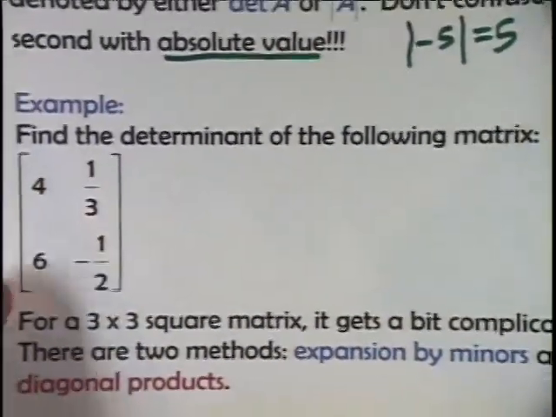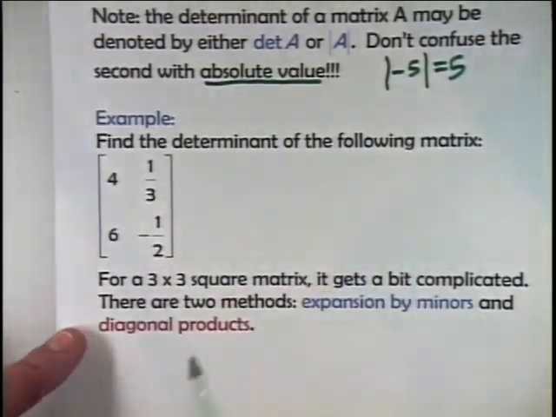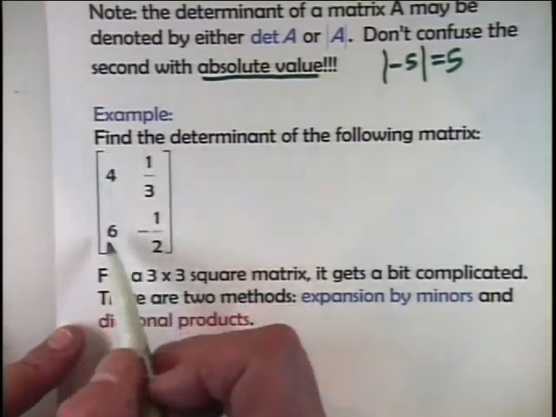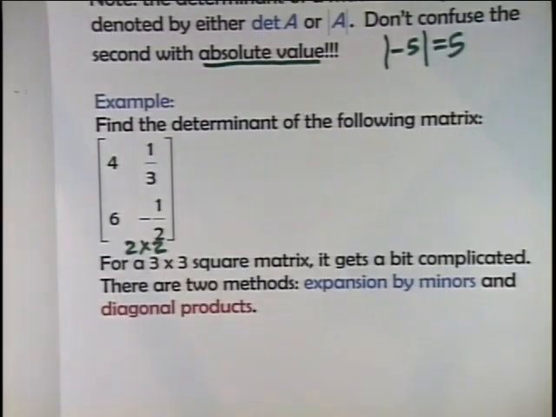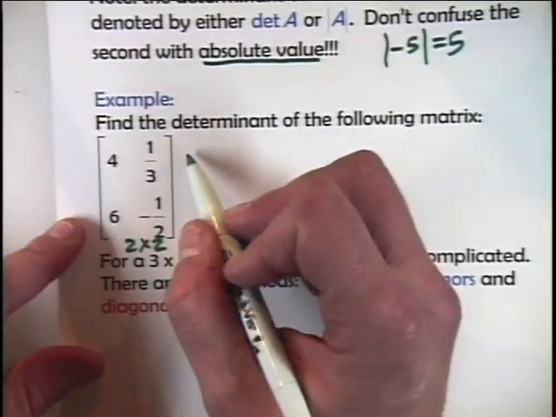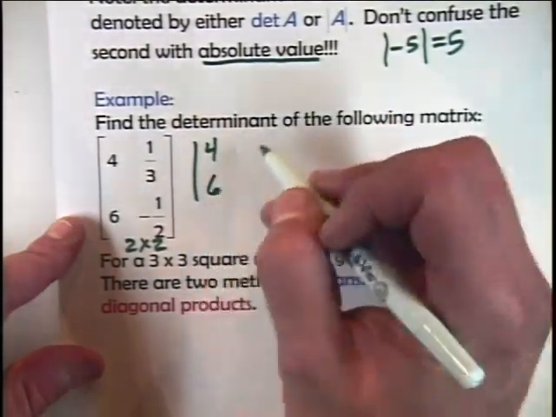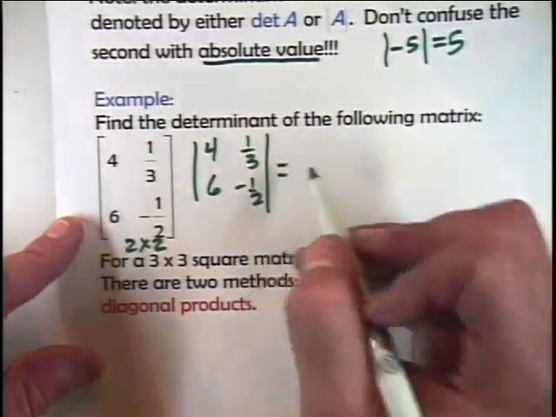Okay. Let's go ahead and put it to use. Let's go ahead and find the determinant of this matrix. We'll notice that there's fractions in here, but it's still 2 rows by 2 columns. So this is a 2 by 2 matrix. We can only find the determinant of a square matrix. That's very important. So let's go ahead and do it. The determinant, I'm going to go ahead and write it with the vertical bars. 4, 6, 1/3, and -1/2 equals.